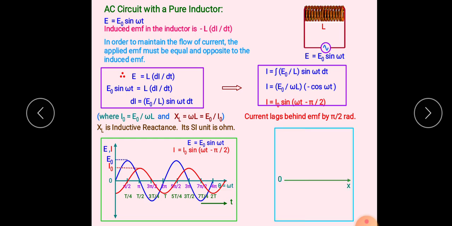Now we plot a phasor diagram. This is phasor of EMF and the red one is phasor of electric current, and you can see here, in fact I is lagging E, or E is leading the current I. E is leading, or you can say I is lagging behind.